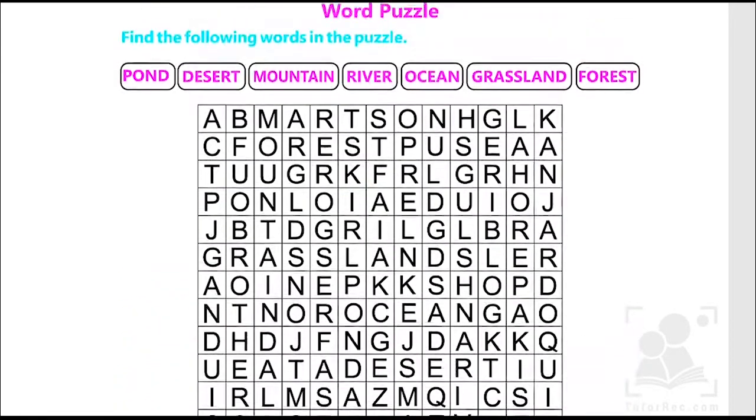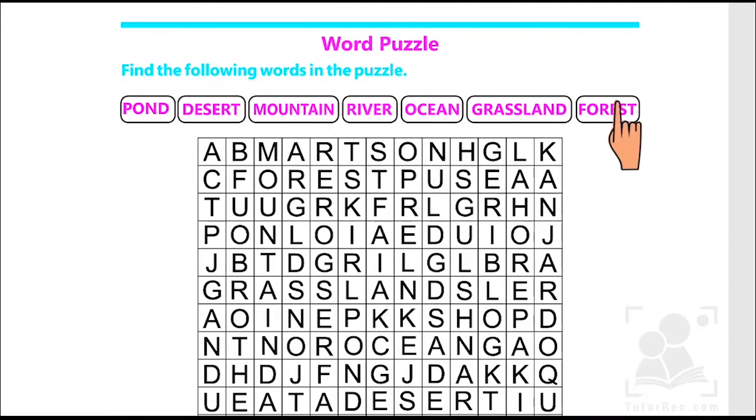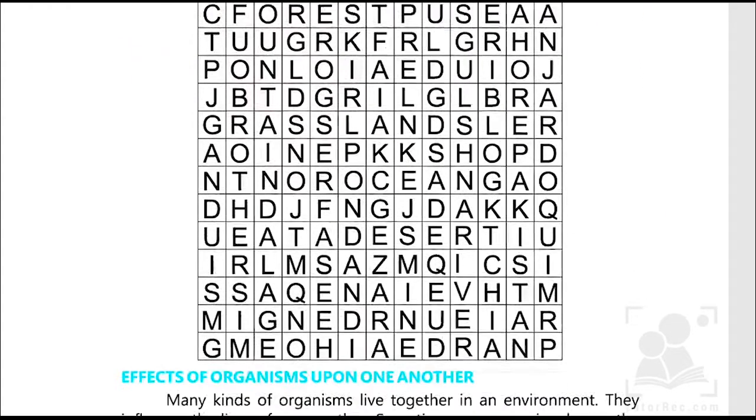This is a very good activity of word puzzle. You need to find these words: pond, desert, mountain, river, ocean, grassland and forest. This is very easy. So you need to do it on your own, kids. It's a fun game.